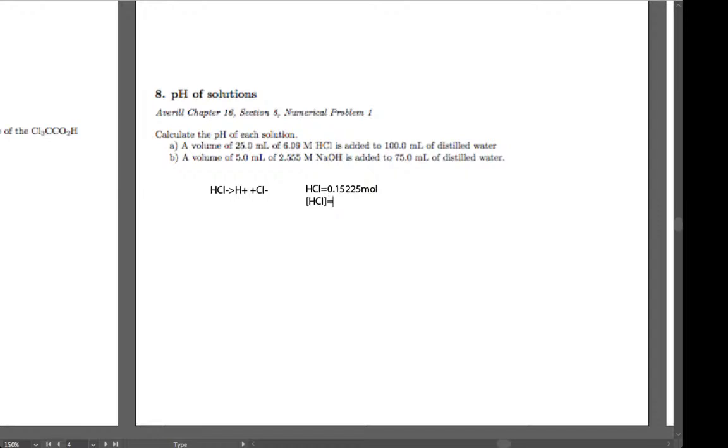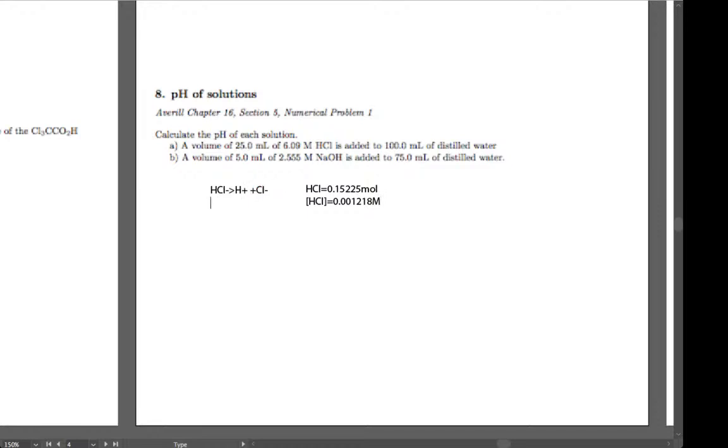And so if you want to calculate the real concentration of HCl, all you need to do is divide the answer that you got by the total volume, which is 125. And what you'll get is 0.001218 molars. And by the way, with this graph, I should have written this back down.